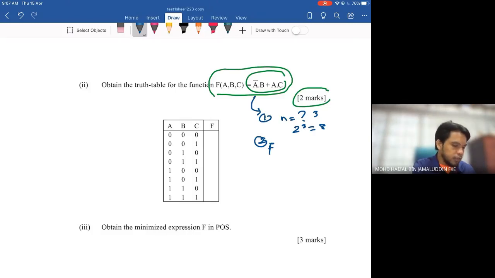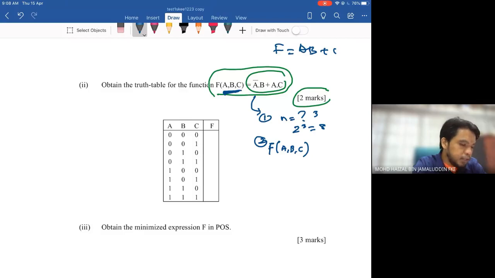So the way of writing here, sometimes you can write all the variables. This already gives you the information of the number of variables. Sometimes people write F is equivalent to A, B, plus C, without the information of the input. But here, the information of input is already given. So F(A, B, C) is equivalent to, you need to transform it into the standard SOP.